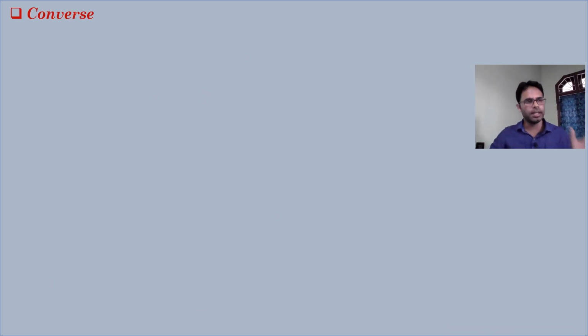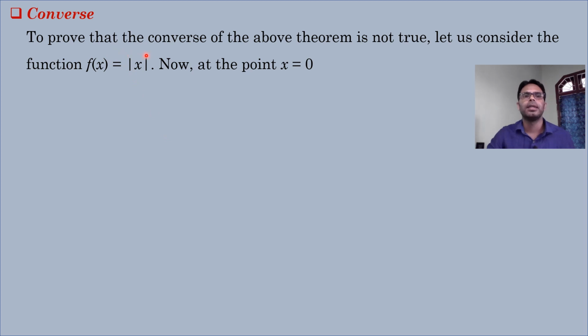For the converse part, this time we should take a function continuous at some point, and a very familiar continuous function is the modulus function. You already proved in the previous chapter that f(x) equals mod x is a continuous function at the point x equals 0. So we should take the help of that example. To prove that the converse of the above theorem is not true, let us consider the function f(x) equals mod x. You may take some other function which is continuous but not differentiable, but this is very familiar, so I think you should take this one.